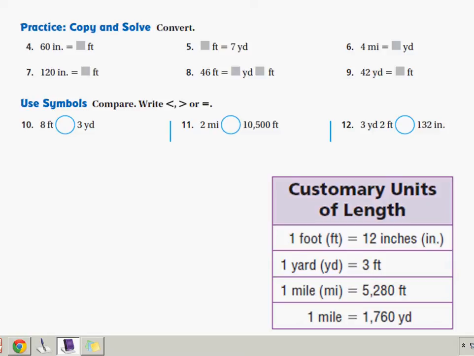So today we talked about how to convert from one length to another in just conventional units, not metric. For example, how to convert from inches to feet and feet to yards and things like that. So I'm going to show you how to do that.